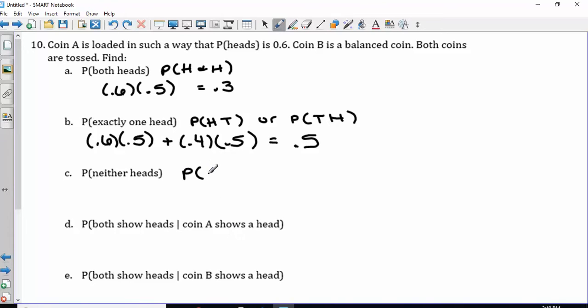Neither heads. If neither one is heads, that means you have tails and tails. So the first one, probability of tails is 40%. Second one is 50. So you get 0.2.